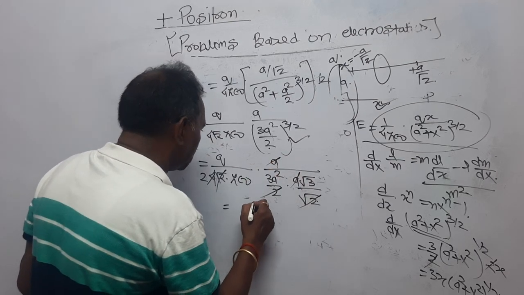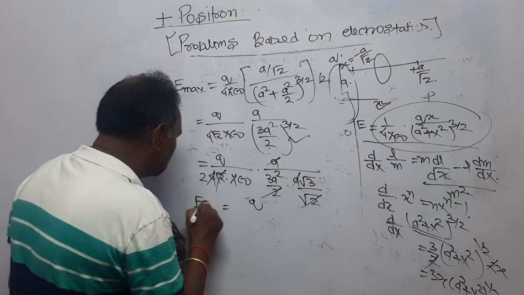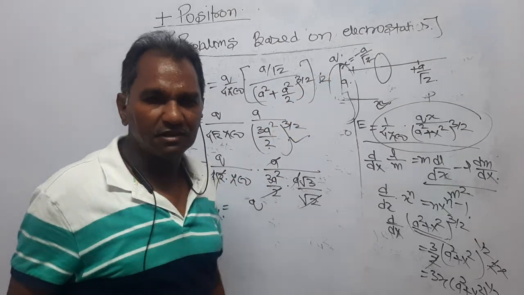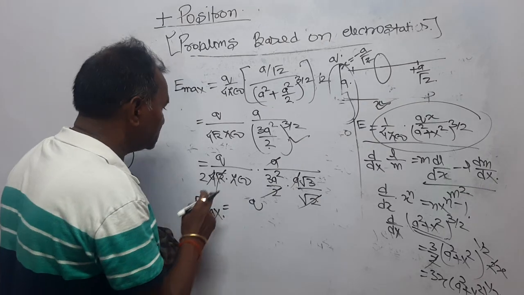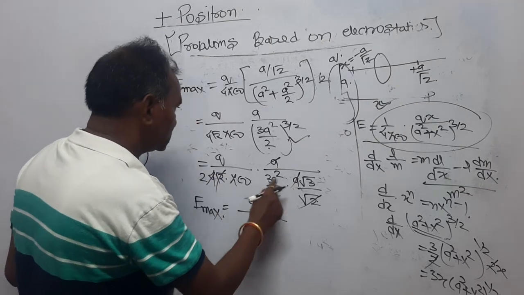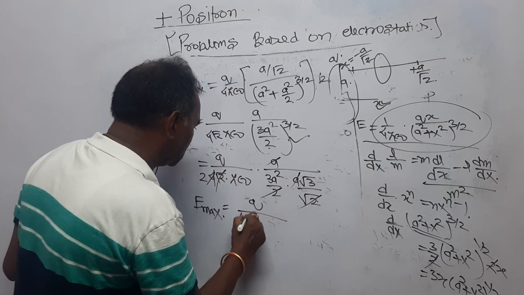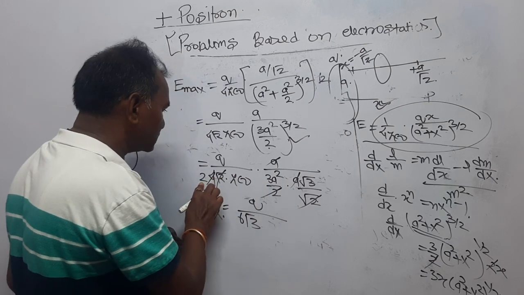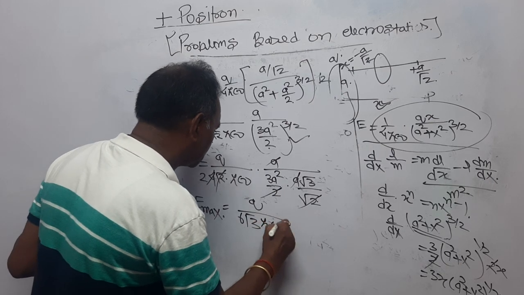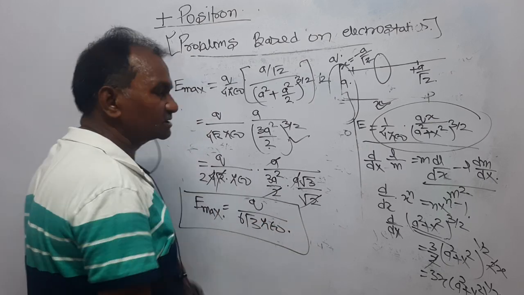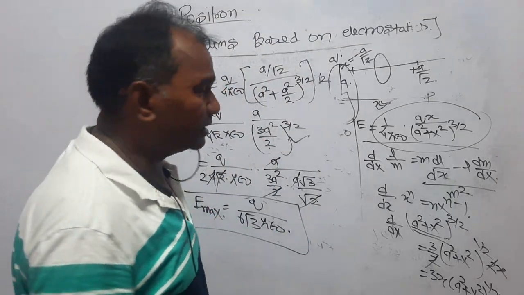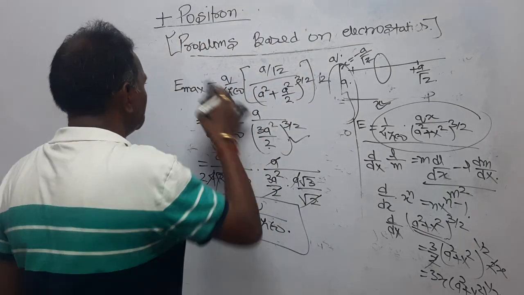So you have got E, the maximum value of the electric field due to a ring at a point on its axis, that is E is equal to q upon 6 root 3 pi epsilon naught. This is the value of the maximum electric field, right? Due to the ring at a point on the axis of the ring.